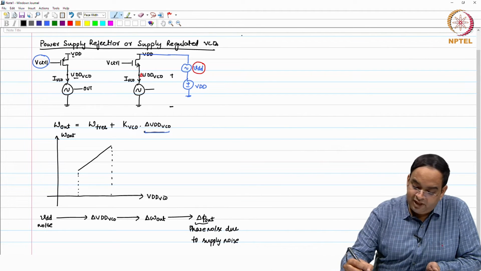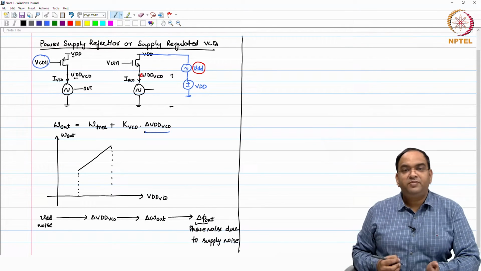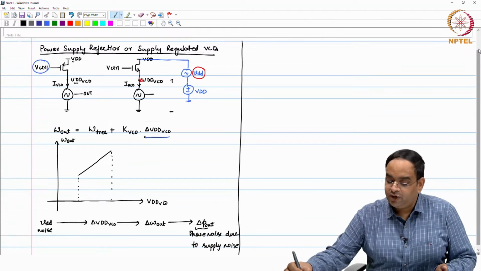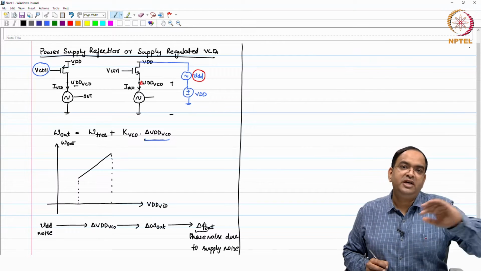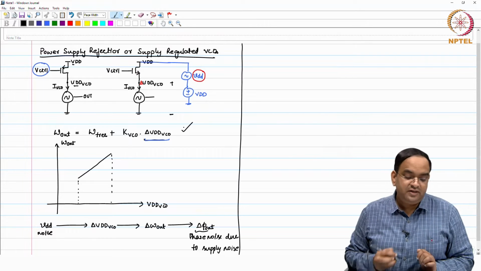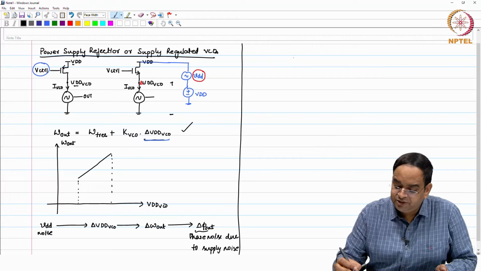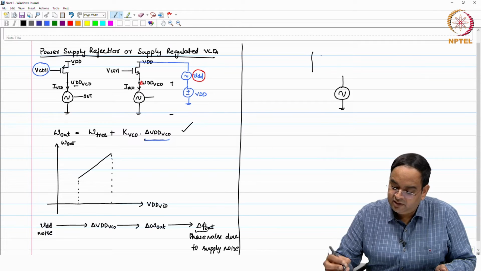So, we would like to look at other options so that we can suppress the supply noise to the output. If we can suppress the supply noise from VDD to VDD VCO, then from VDD VCO to phi out there is a very simple relationship given by this equation. One of the options to reject the supply noise is that the supply of the oscillator is controlled using an amplifier in this manner.